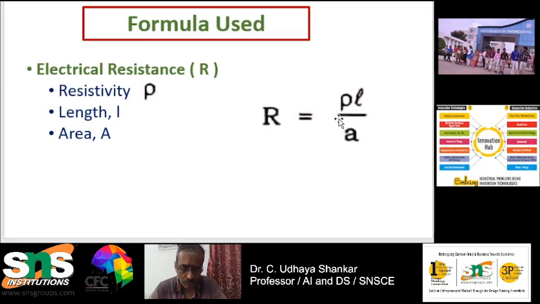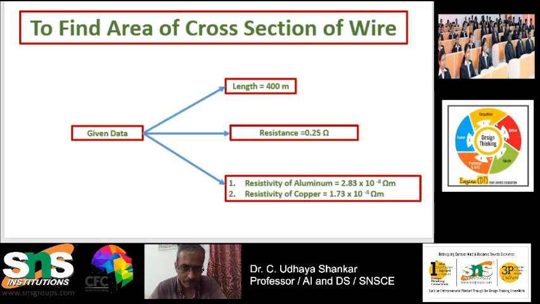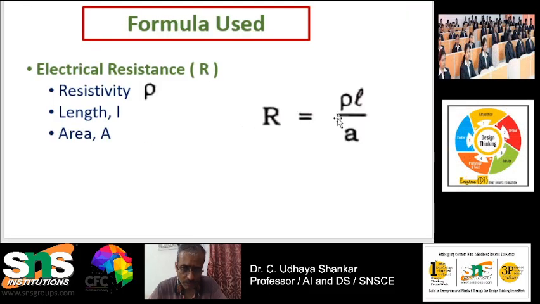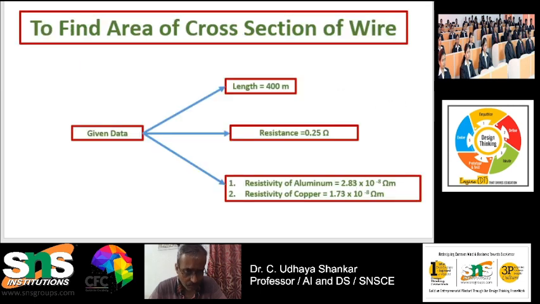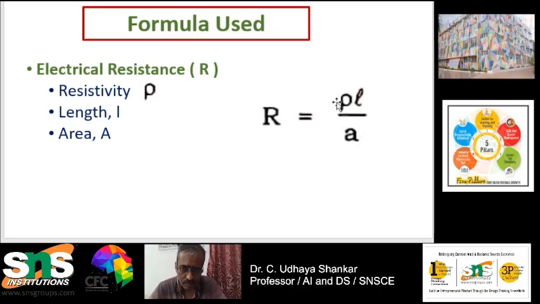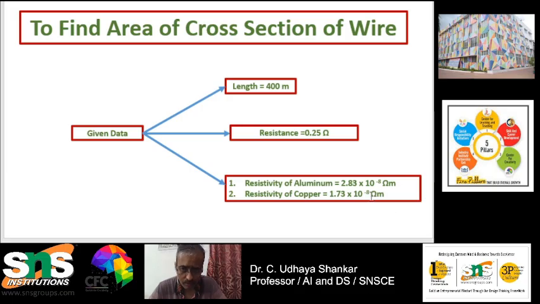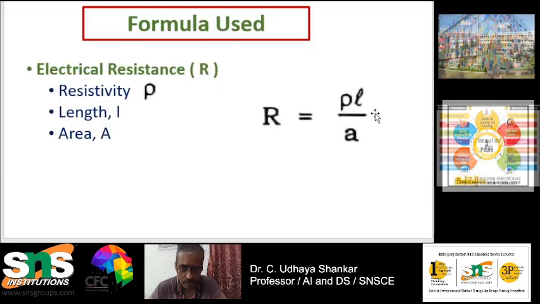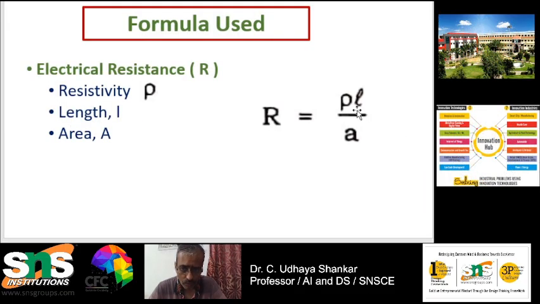You can substitute the value of rho, which you can get directly from the data sheet. The resistance is given as 0.25, and the length is given as 400 meters, so you can directly substitute those too. The only thing that changes is the resistivity: for aluminum it is around 2.83, whereas for copper it is 1.73. You can just substitute the rho.